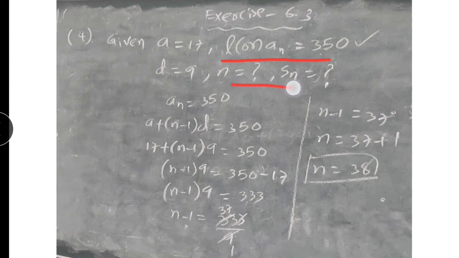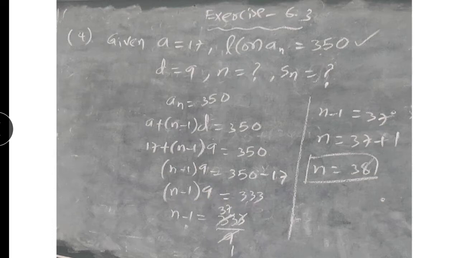To find n and Sn, what I am doing here: an equals 350. What is the an value? a plus (n minus 1) into d equals 350. Substitute a and d values: a is 17 and d is 9. Next, 17 transposes to the RHS side, so it becomes minus. So (n minus 1) into 9 equals 350 minus 17, so (n minus 1) into 9 equals 333.